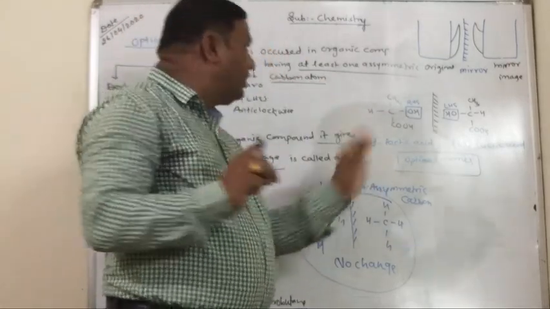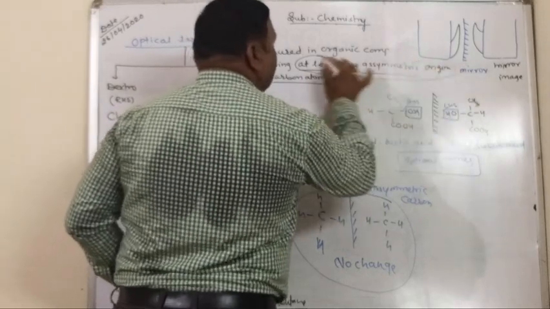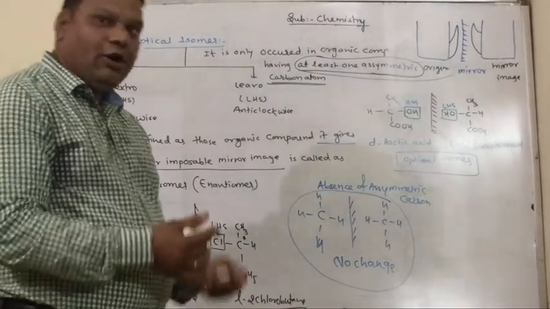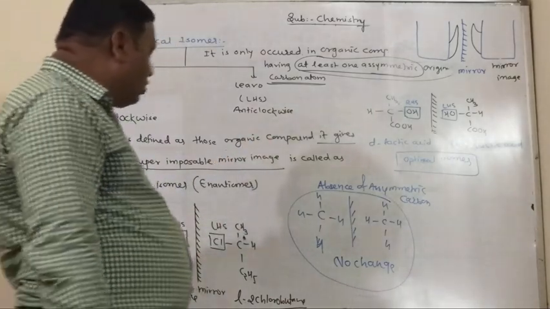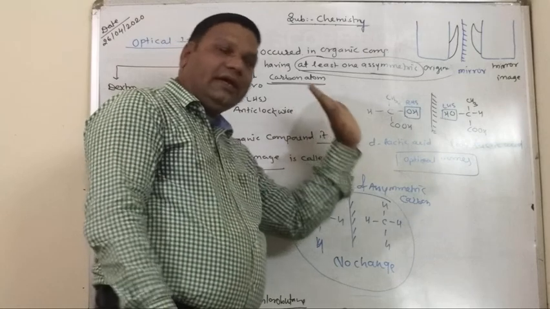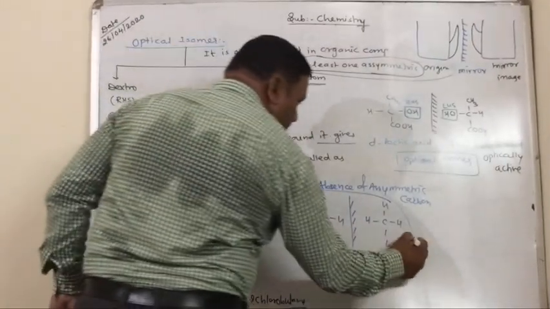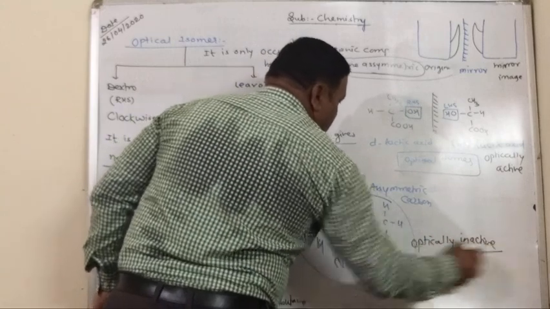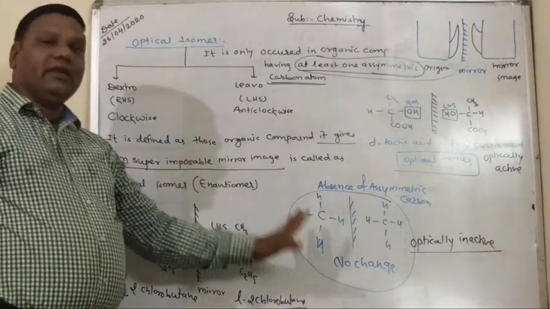So those compounds that contain at least one asymmetric carbon atom will be optical isomers. Otherwise they are not optical isomers. Is it clear? I have taken two examples. 2-chlorobutane and lactic acid are optically active, and methane is optically inactive. Understood? So this is a very simple concept.